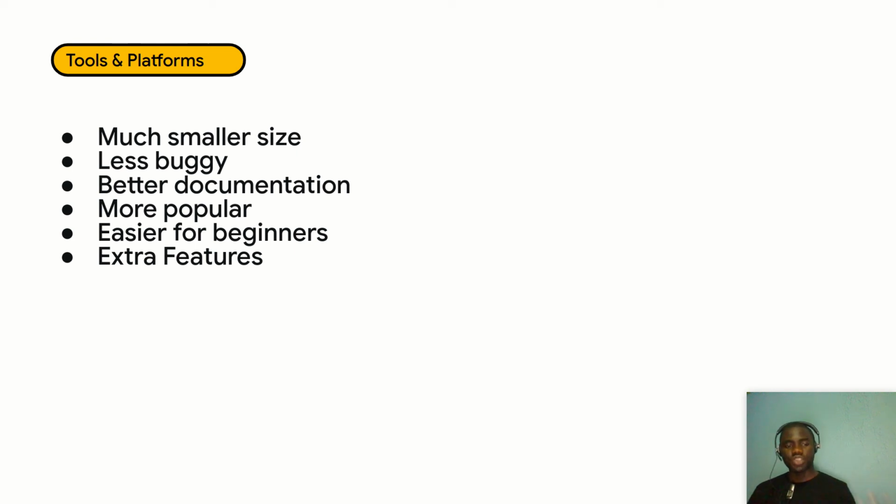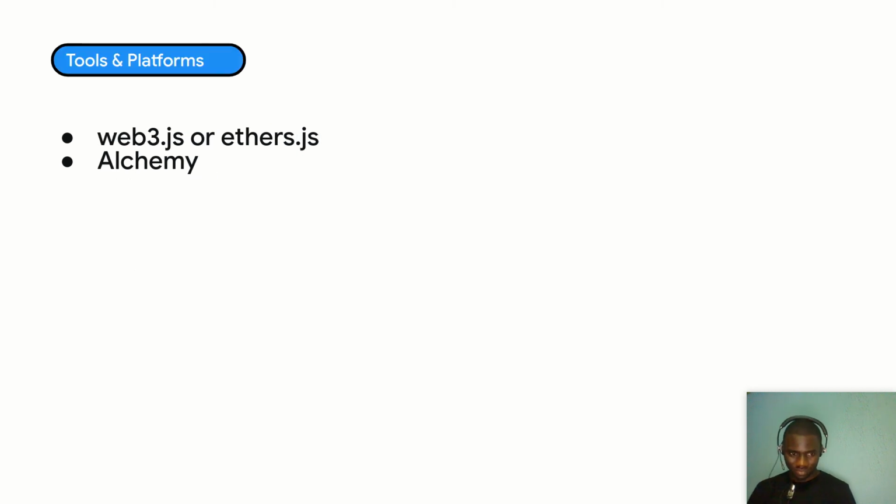It has extra features, more like boilerplates, that make certain things easier by writing code outright for you. So all these are the reasons why ethers.js is one of the best libraries to use when you want to consume smart contracts or begin to have smart contract-like activities on your front end applications. The second tool and platform, sorry, is called Alchemy, right?